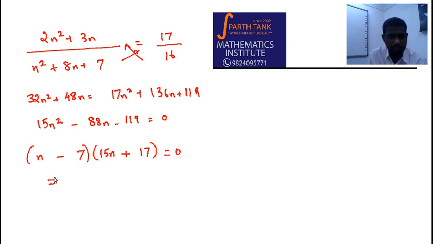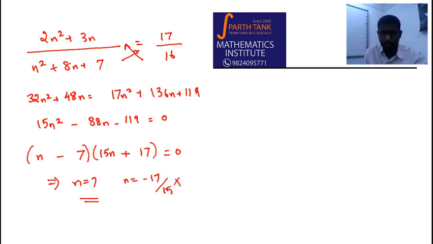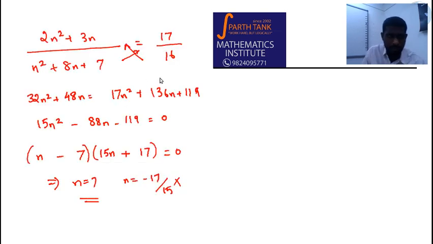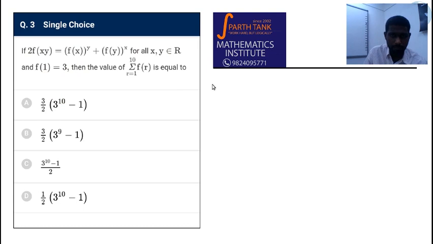So this implies n is either 7 or n is minus 17 by 15, which can be ignored. So n is 7. So the answer to this problem is n is 7, option A. Let us move on to question number 3.